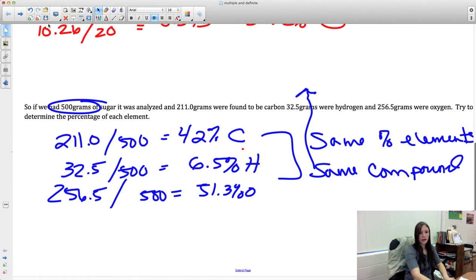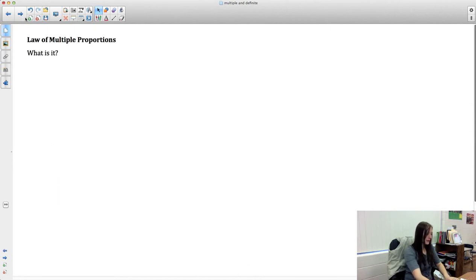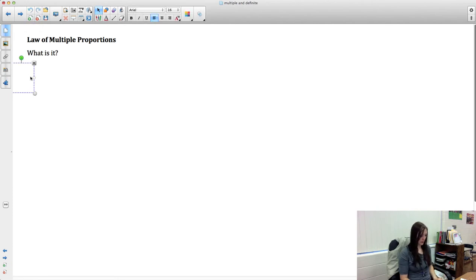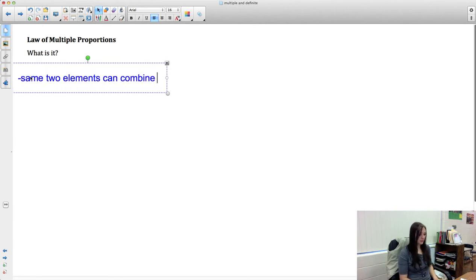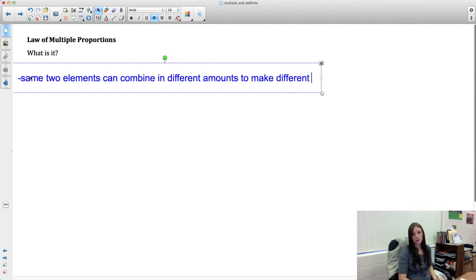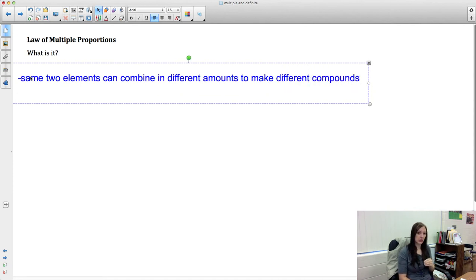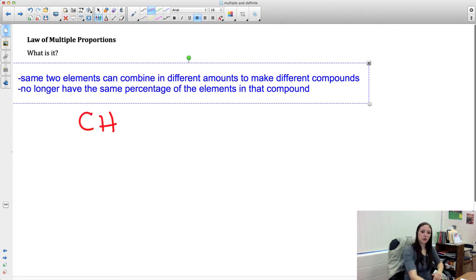The second law we're going to look at is the law of multiple proportions. What that means is I can have the same elements combined together, but in different proportions. So the same two or more elements can combine in different amounts to make different compounds. Now we're talking about different percentages, so you no longer have the same percentage of the elements.